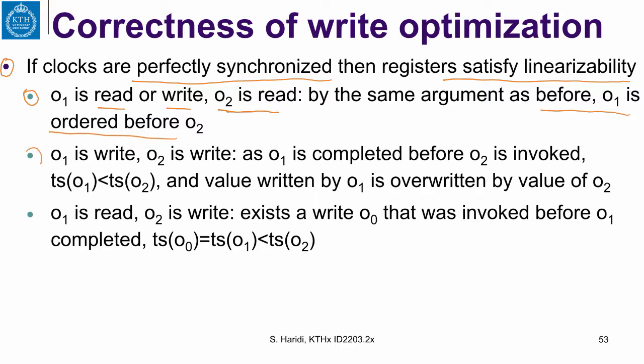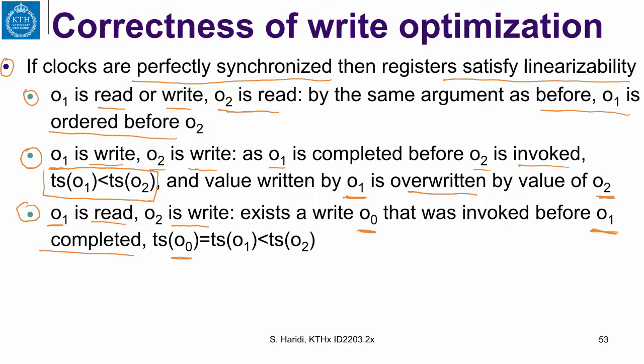Now let us look at this other case. O1 is a write operation and O2 is a write operation. And O1 is completed before O2 is invoked. In this case, the timestamp, which is the real clock of O1, will be less than the real clock of O2 when O2 is invoked. And that means that the timestamp of O1 is less than the timestamp of O2. And a value written by O1 is always overwritten by a value of O2 because O2 has a higher timestamp.